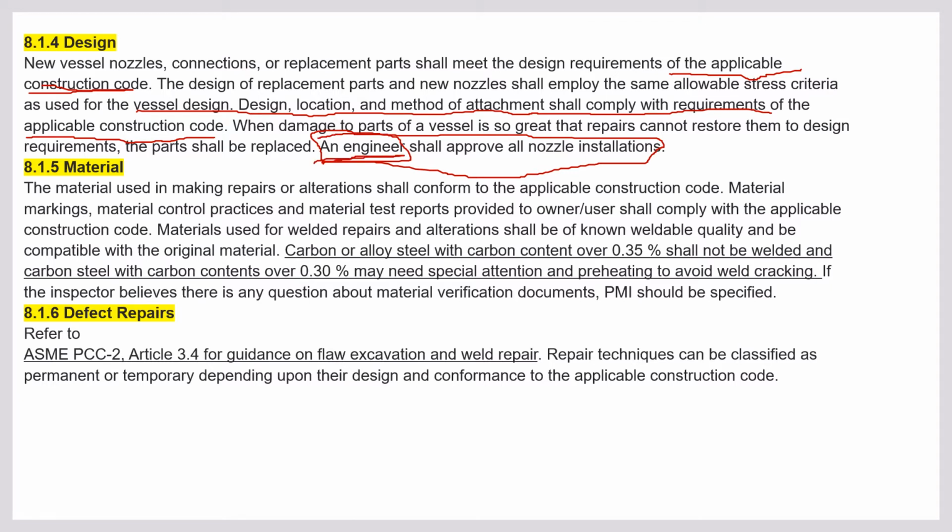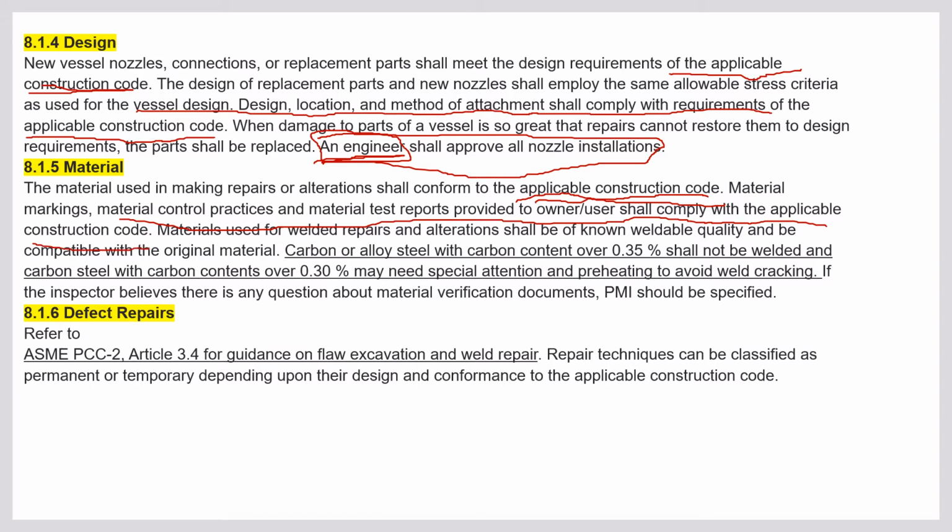So material, what type of material will it be? The material used in making repair or alteration shall conform to the applicable construction code. So whatever the code is saying, whatever material is used, if the material is P4, you cannot use a P1 material. P3, 4, 5 are the low alloy materials. So you cannot use P1 materials, which are CS, carbon steel materials. So he is telling that the material used in making repair and alteration, if we are going to do a repair and alteration, should meet the construction code. Material marking, material control practice and material test reports provided to the owner and user shall comply with the applicable construction code.